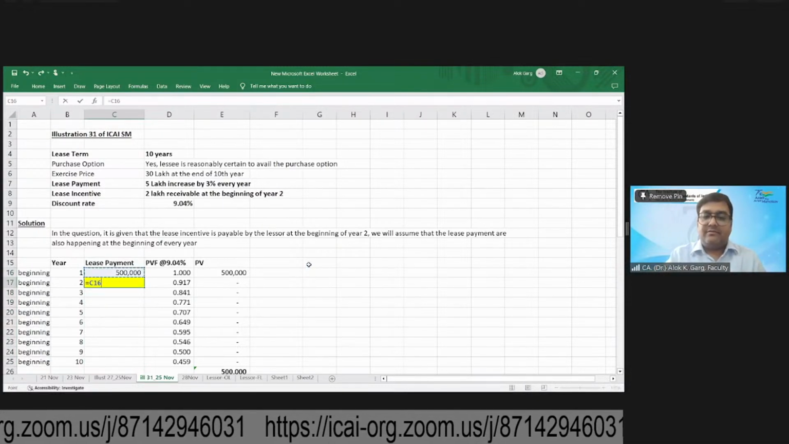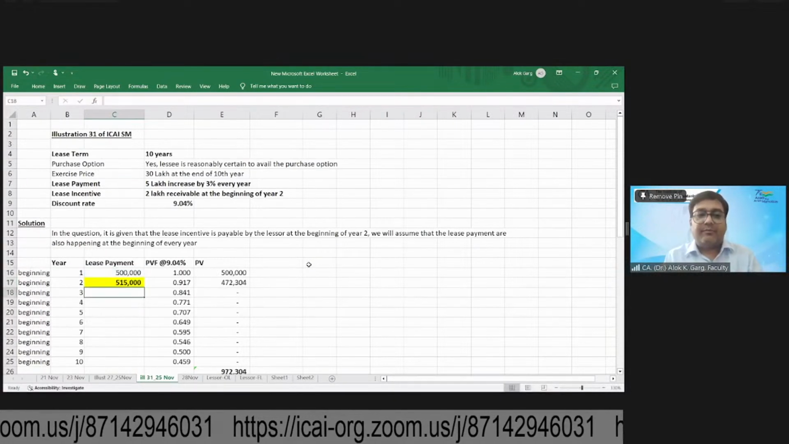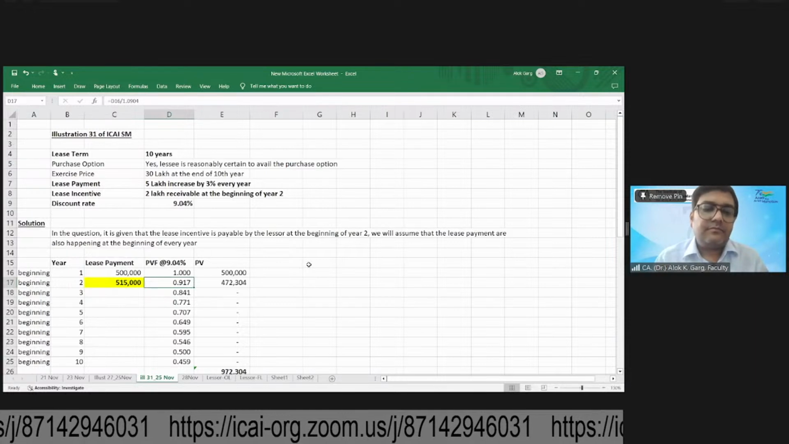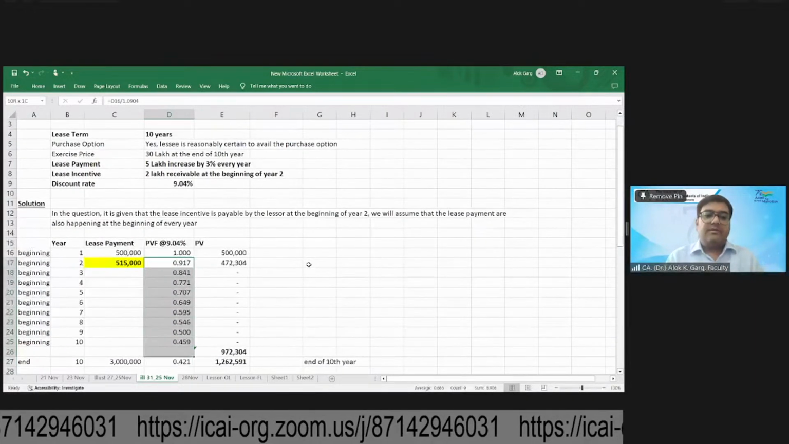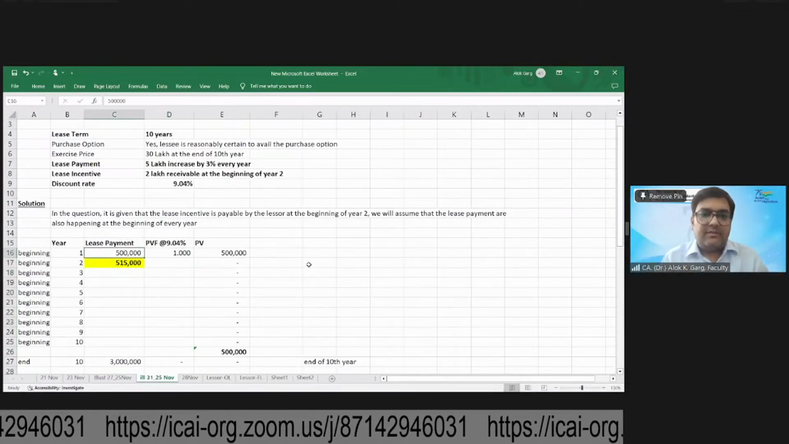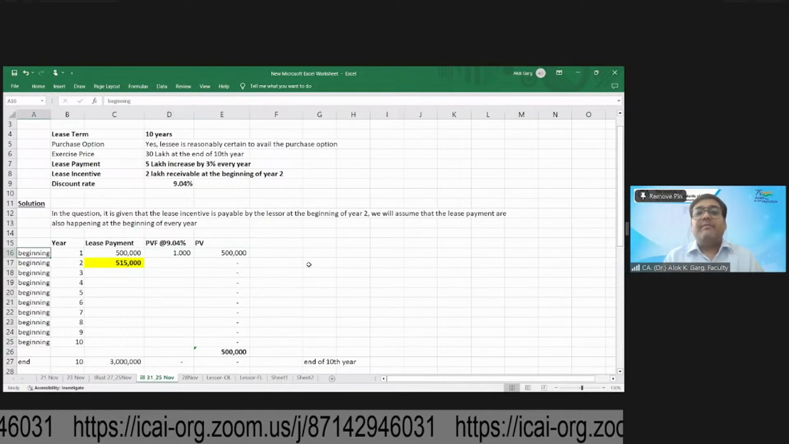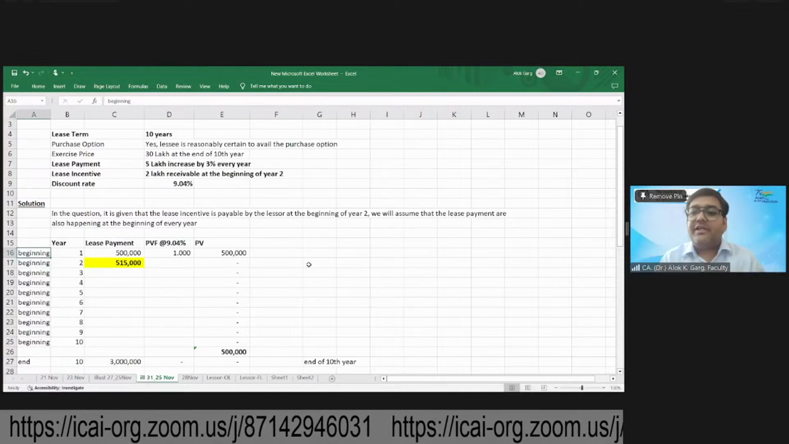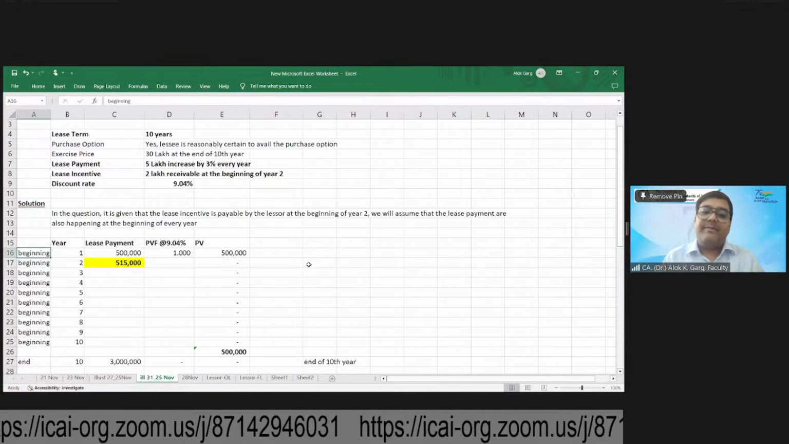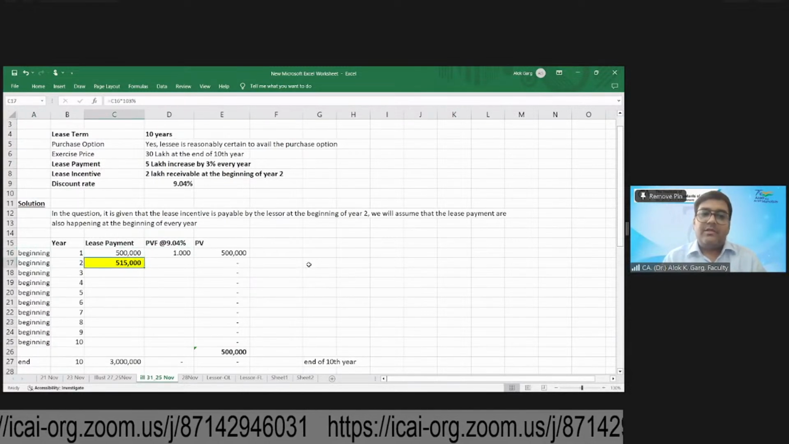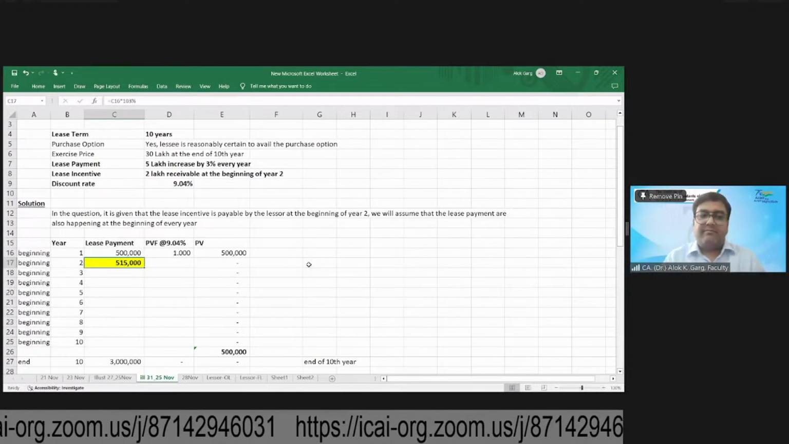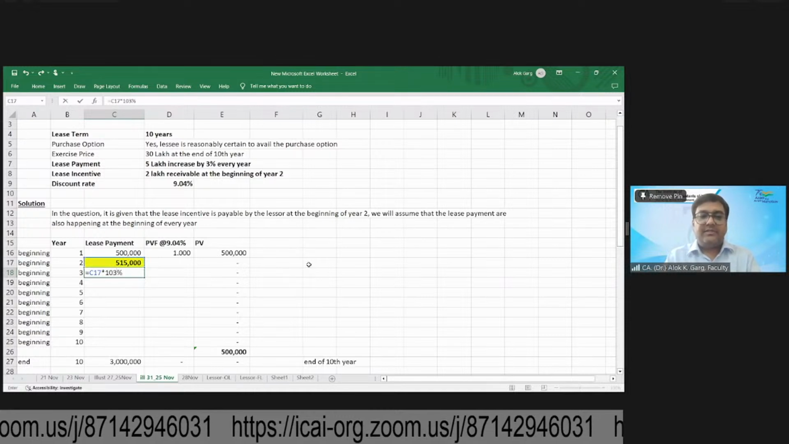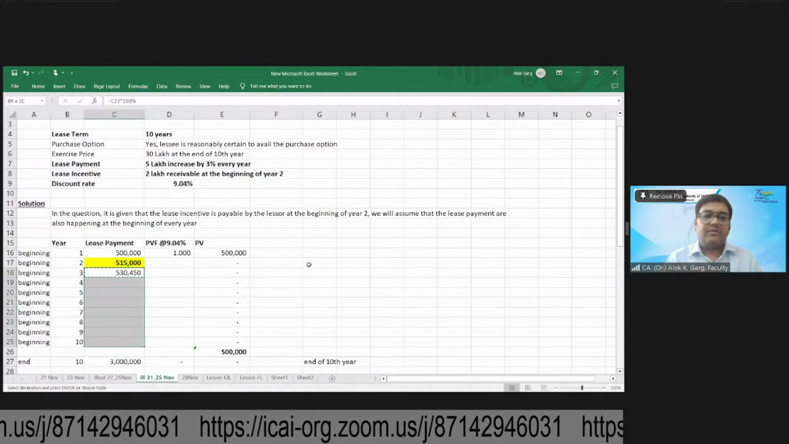In the second year, 103% of 5 lakh rupees. In the third year, so let me, yes, the present value factor is 1. Why? Because the lease incentive is given at the beginning of year 2, so we assume that all the payments are in the beginning. This is at the beginning of year 2, 15,000. Next year, 103% increase, and so forth.